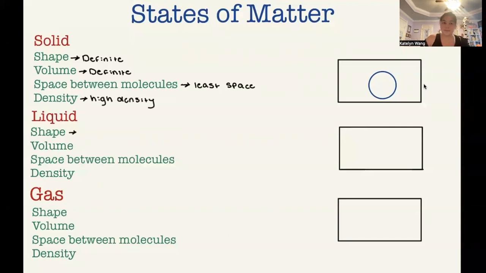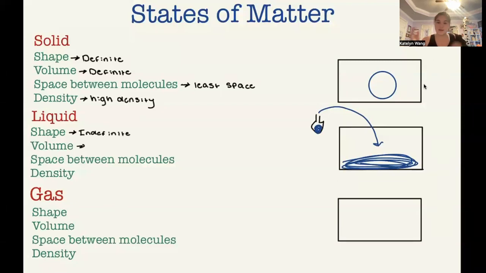Now with liquid, the way I like to visualize this is by drawing a circular basin. And we're going to pour water from this circular basin into this square container. We're just going to say that's all filled in. So the shape turned from a circle into a rectangle. So it actually changed its shape to fit the container it was in. Therefore, liquids have an indefinite shape.